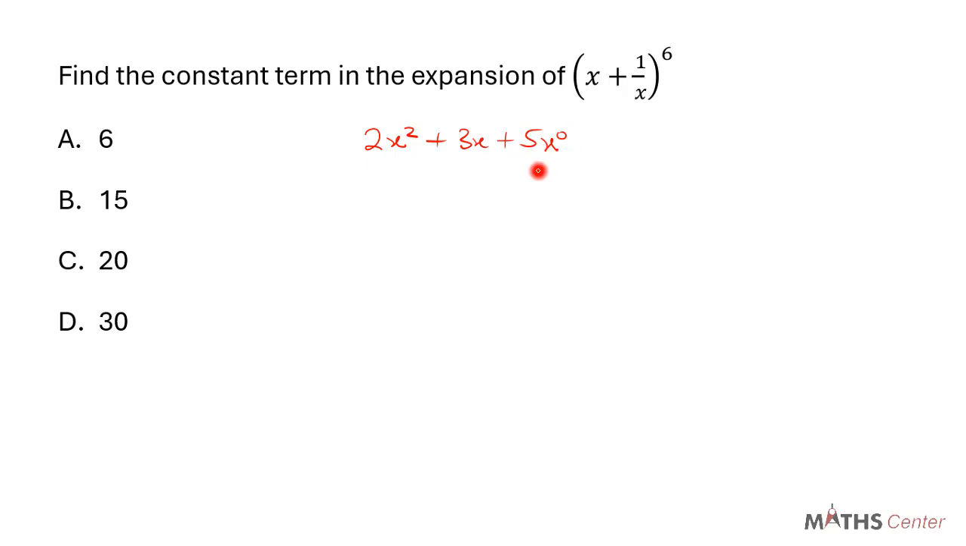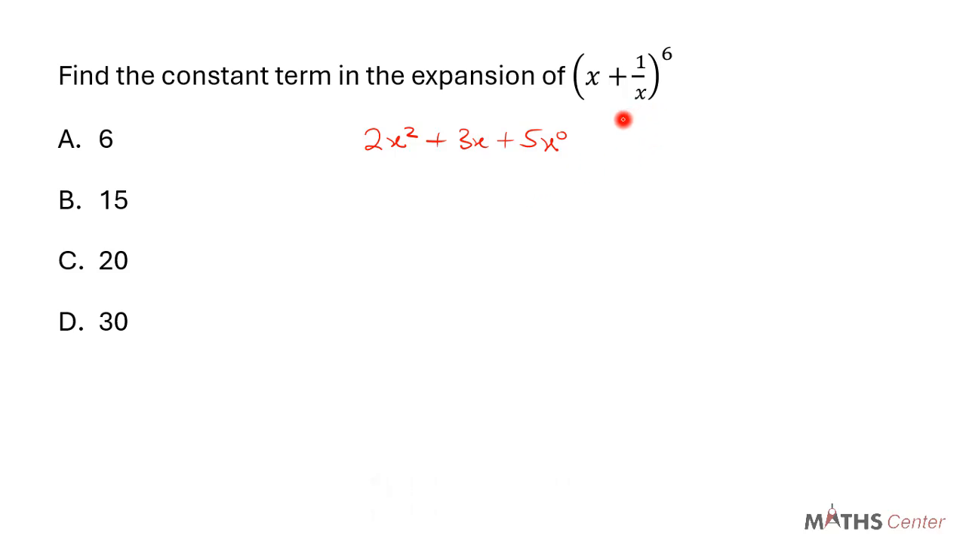5x exponent 0 will be the same as 5 because x exponent 0 will give us 1, and 5 times 1 will give us 5. So as I said previously, in an expression, the constant term is the term that does not contain a variable, or in other words, it is the term where the exponent on the variable is 0.